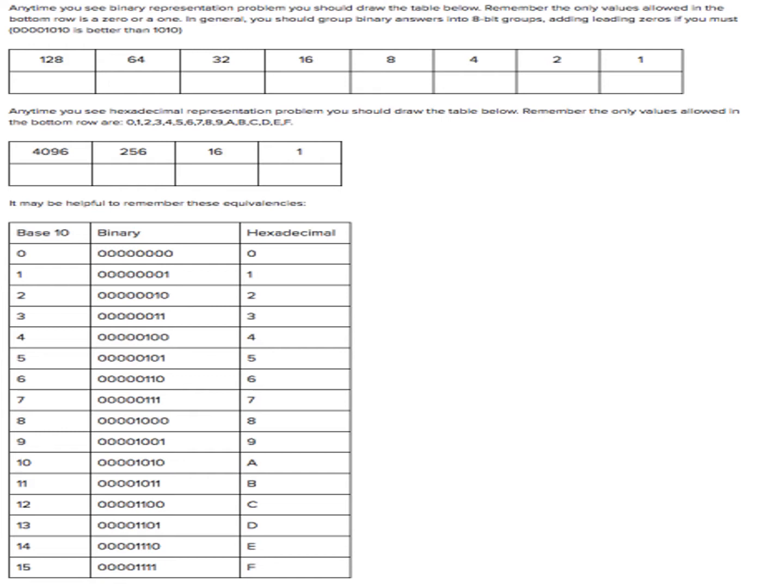Anytime you see hexadecimal representation problems, you should draw the table below. Remember that the only values allowed in the bottom rows are 0, 1, 2, 3, 4, 5, 6, 7, 8, 9, A, B, C, D, E, F. The place values are 4096, 256, 16, 1. It may be helpful to remember these equations.